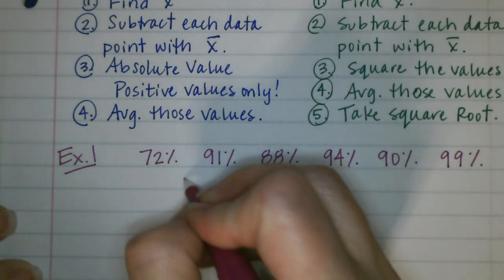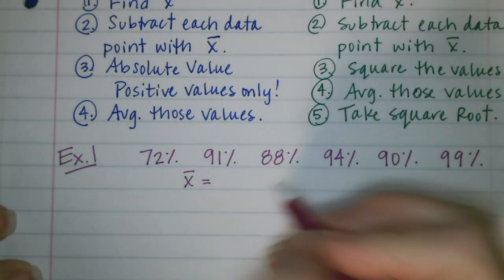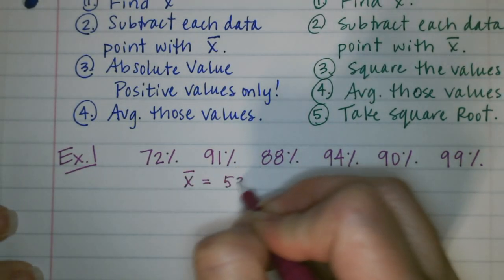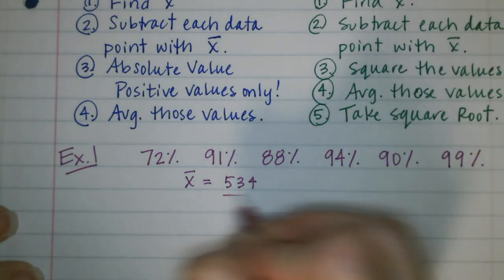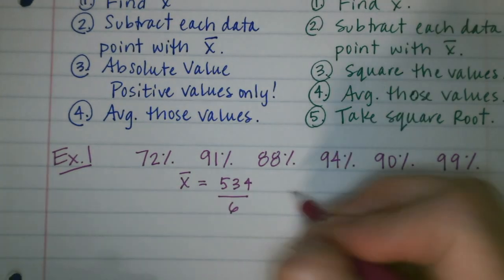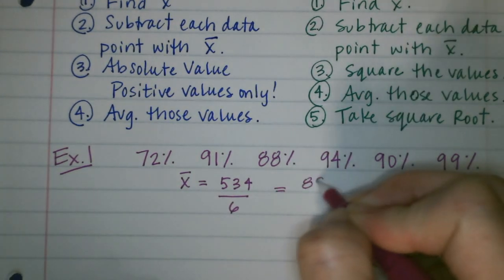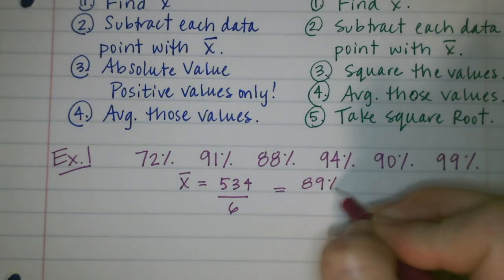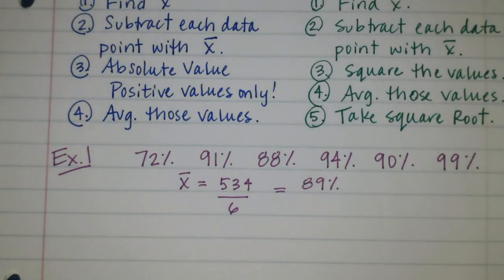So right now we're working on the average here. So I got 534. We have 6 numbers, so divide by 6, and I got that the average is 89. Wow, that was actually amazing that I didn't get a decimal. All right, so that's our average.